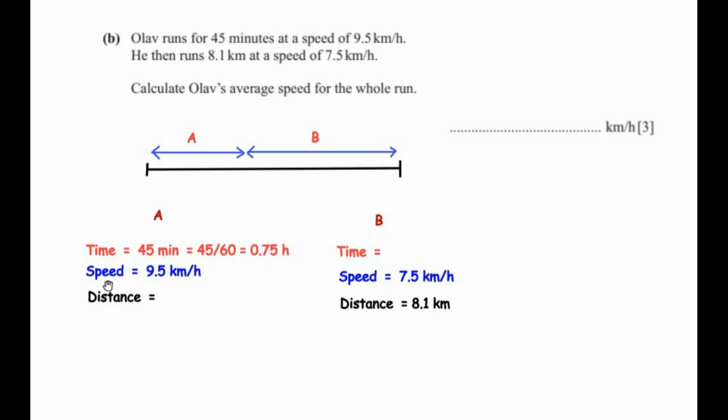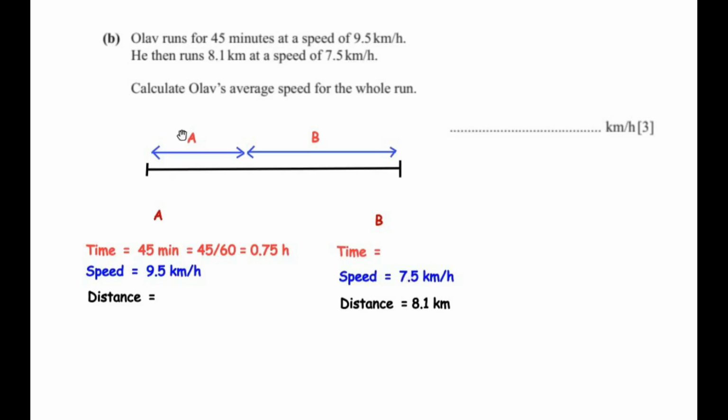Now the next part I have written the speed. The speed for the first part of the journey, that is A, is 9.5 kilometers per hour, but the distance is not mentioned in the question, so I have kept it as it is. Now the B part of the journey, that is he runs 8.1 kilometers at the speed of 7.5 kilometers per hour. Here the distance is given 8.1, speed is given, that is 7.5, but the time is not given, so let us keep it as it is.